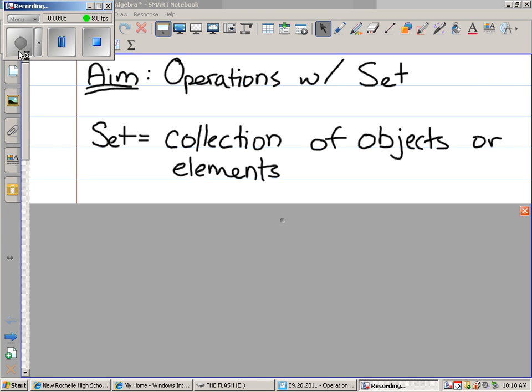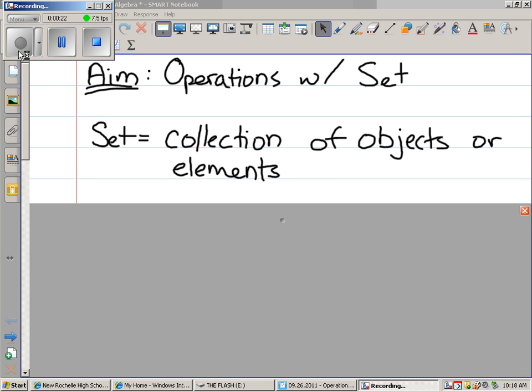Okay, good. Guys, today we're talking about sets. We're talking about a collection of objects or elements.